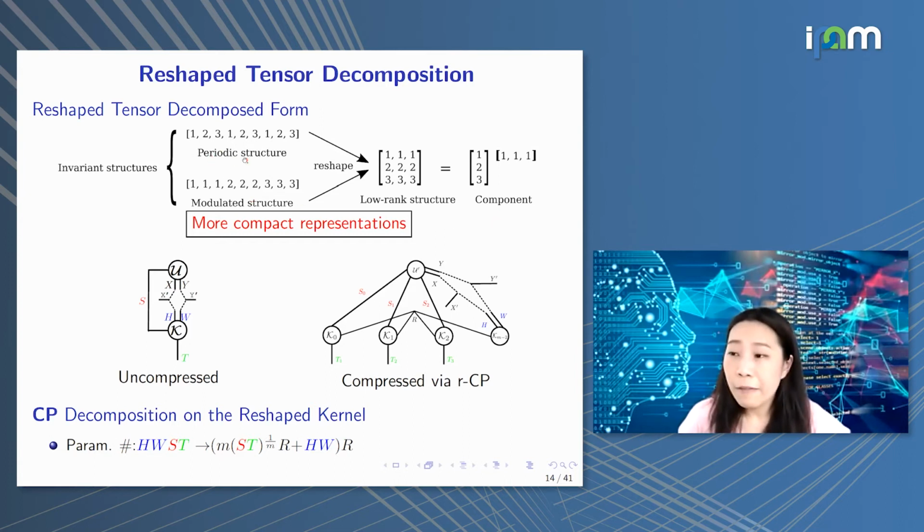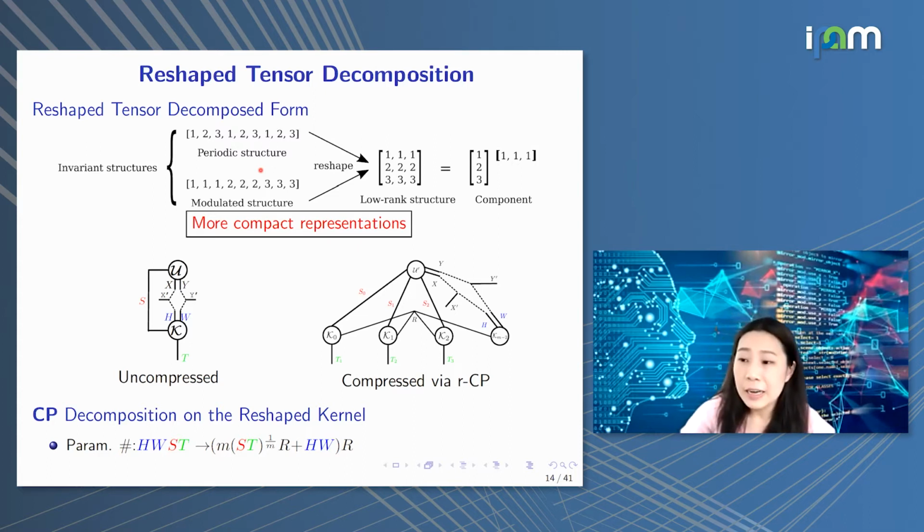Let's say you have a periodic structure or some kind of modulated structure. Then if you reshape this very long sequence into a matrix, so basically from a lower order tensor to a higher order tensor, it turns out this higher order tensor would exhibit some low-rank structure, whereas the lower order tensor does not necessarily have that. So this is really interesting.